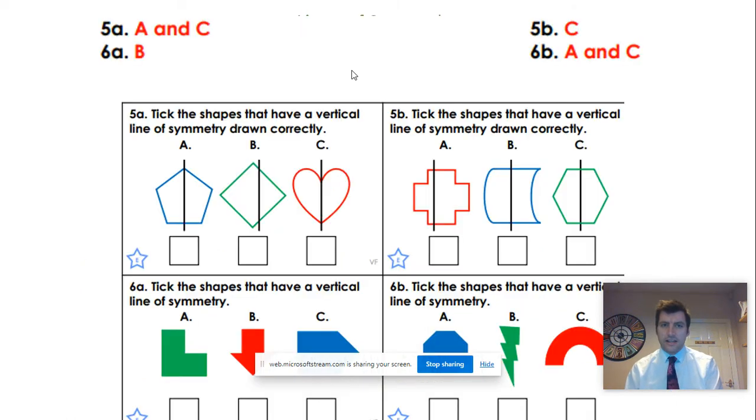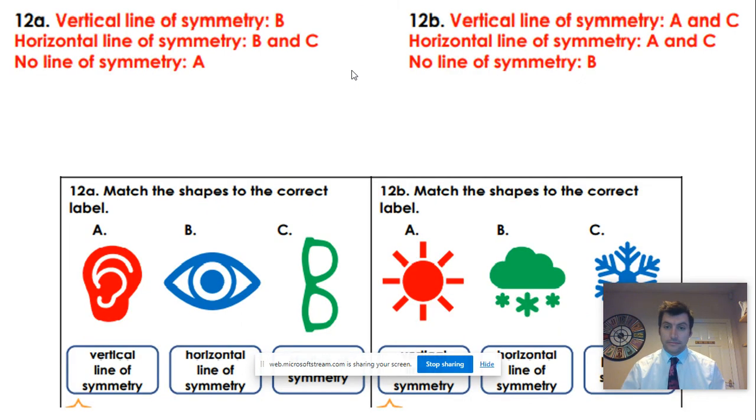And finally, here are our answers so we can see that A and C do have that vertical line of symmetry which has been drawn correctly. B is not correct due to the fact it's in the middle for 5A. We can see that only C has one correct for 5B. And then we can see that B does for 6A. And we can see that A and C do for 6B.